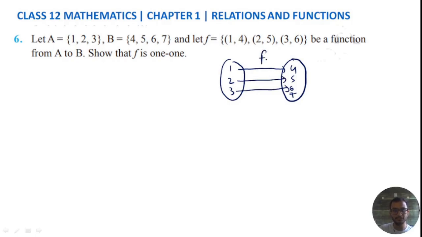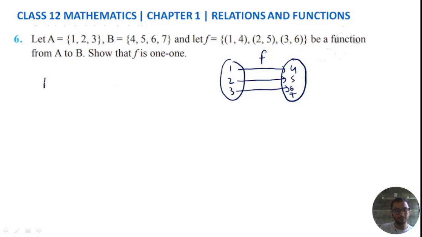We need to show it is one-one. You can clearly see it is one-one. Why? Because every element from the range has only one pre-image. Like 4 has only one pre-image 1, 5 has only one pre-image 2, and 6 has only one pre-image 3. So there does not exist any element that has 2 pre-images. So it is one-one. But still, let's show it algebraically.